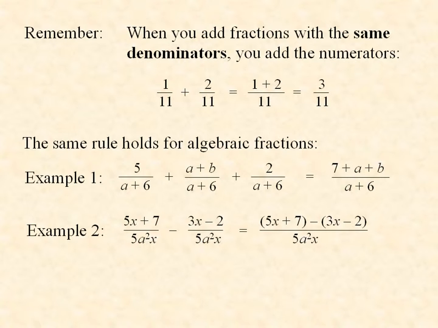Now you have to be careful about removing the parentheses. In the second case, you have to distribute that negative sign. So this is the same as 5x plus 7 minus 3x plus 2 over 5a squared x, which simplifies, adding like terms, to 2x plus 9 over 5a squared x. So you see, if fractions have the same denominator, they can be added or subtracted.